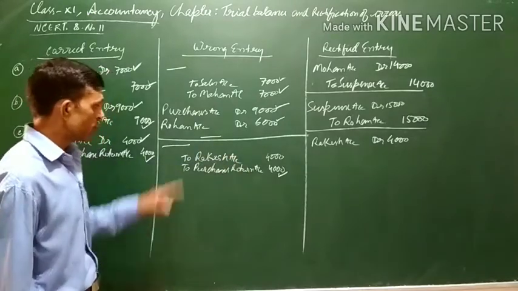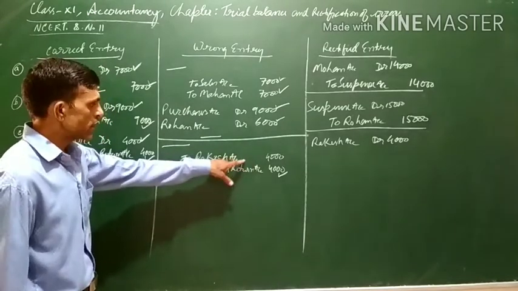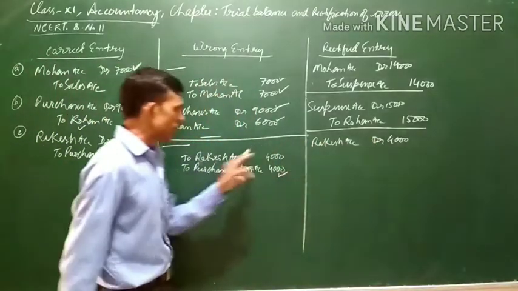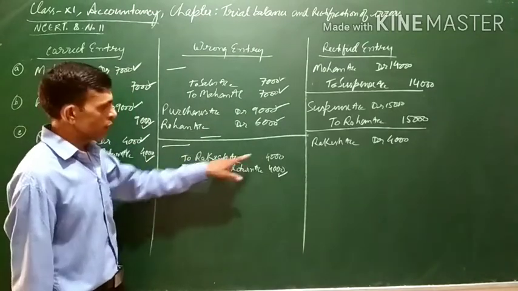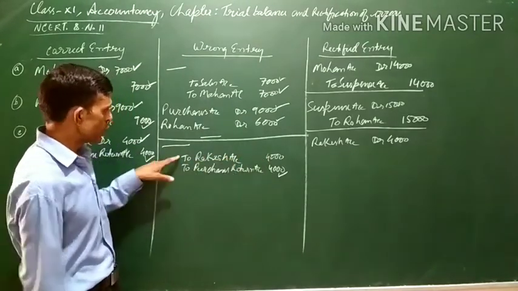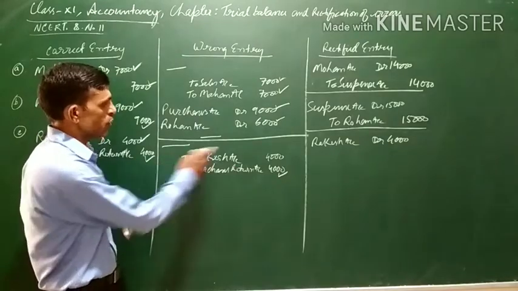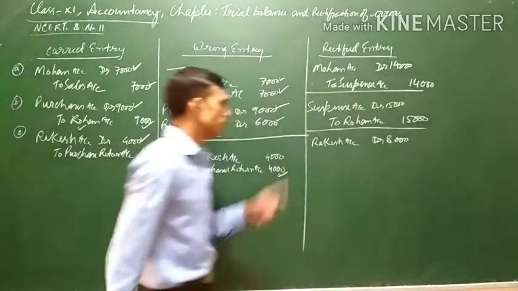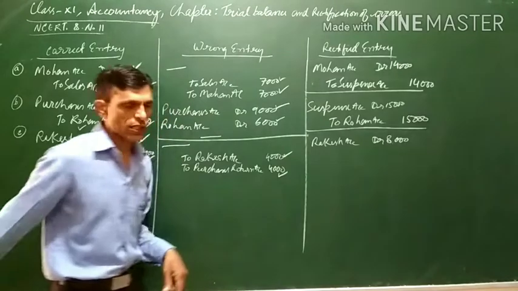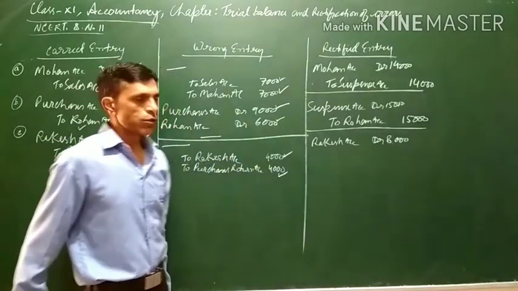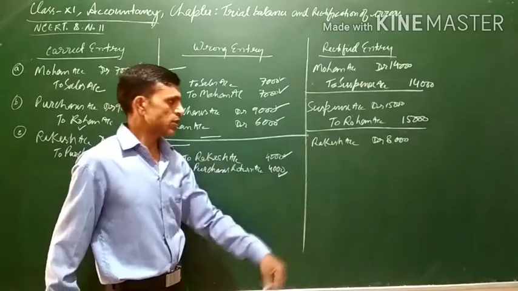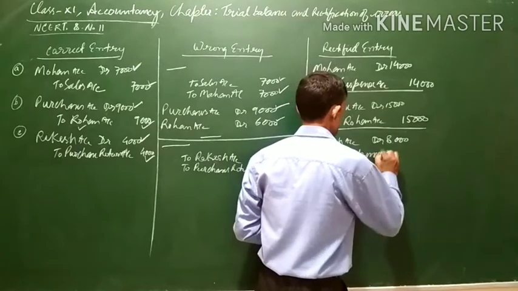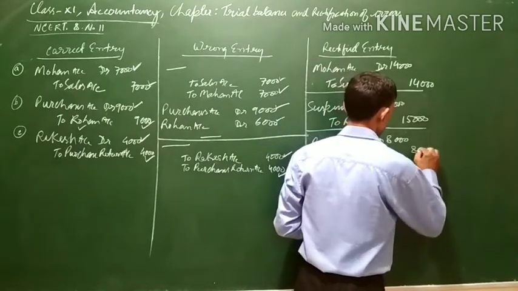Rakesh's account has been credited, but it has wrongly been credited. In order to cancel this credit, we will debit Rakesh's account with 4,000 more. Already Rakesh's account has been debited with 4,000, and to cancel the wrong credit we will debit again. So total debit to Rakesh will amount to rupees 4,000 plus 4,000, 8,000. So this has also been rectified. Now there is no other account to be credited, so we will credit suspense account here. Suspense account credit 8,000.